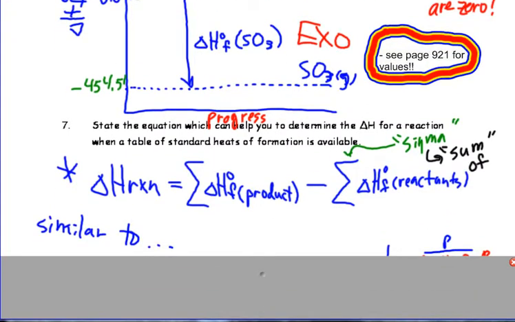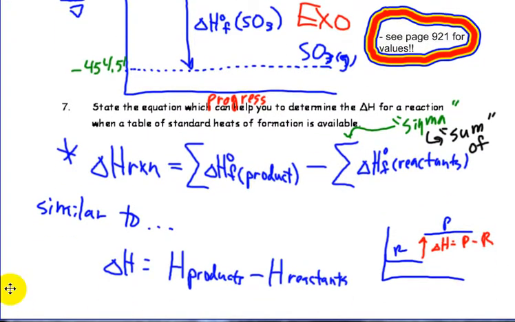You've seen something similar to that when we look at the enthalpy here. It's the difference between products and reactants. So enthalpy is equal to products minus reactants. Same thing here, products minus reactants after we've summed them all up.